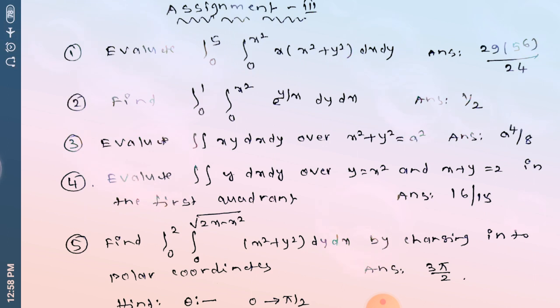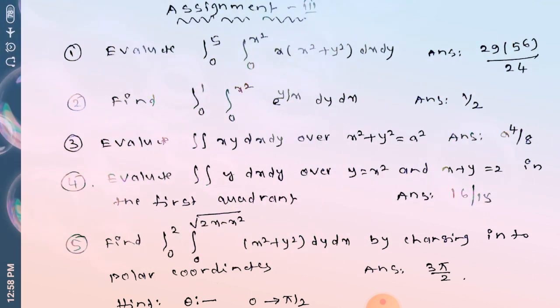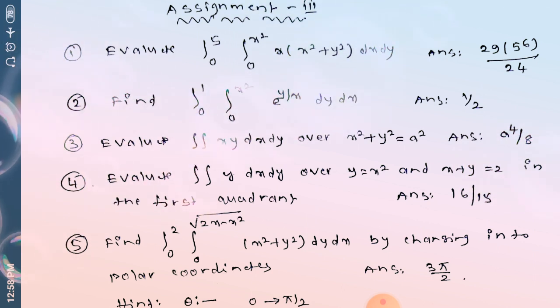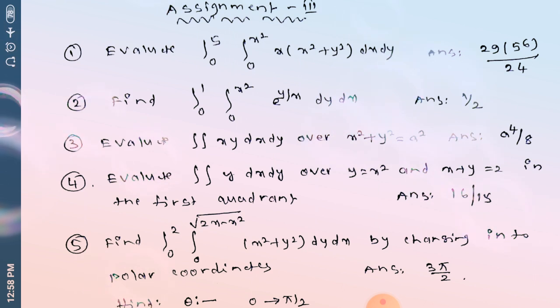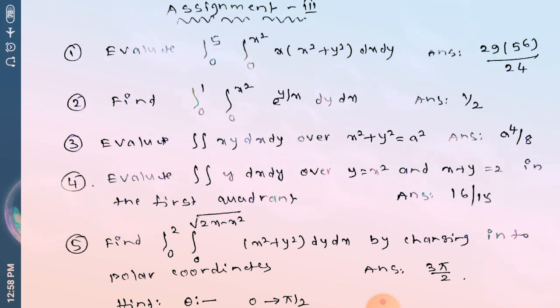So first you eliminate the variables first. Do the integration with respect to y, simplify, and substitute the upper limit minus lower limit. Then you do the integration with respect to x, and then you can find the answer. The final answer as per my calculations is 29 into 5 power 6 divided by 24. So this is about your first problem. Okay, now coming to the second one.